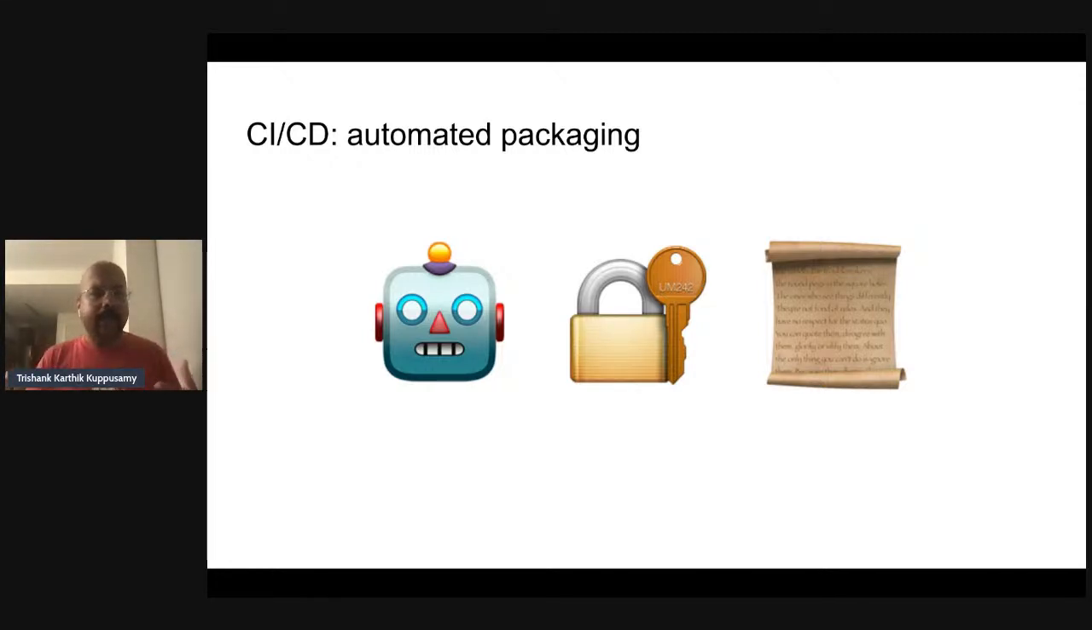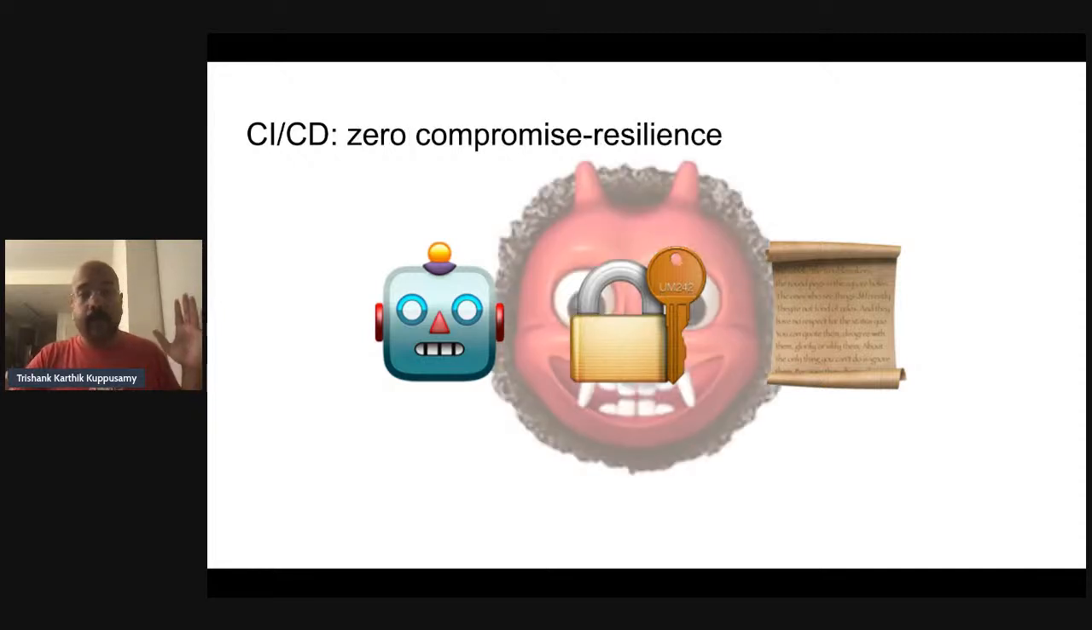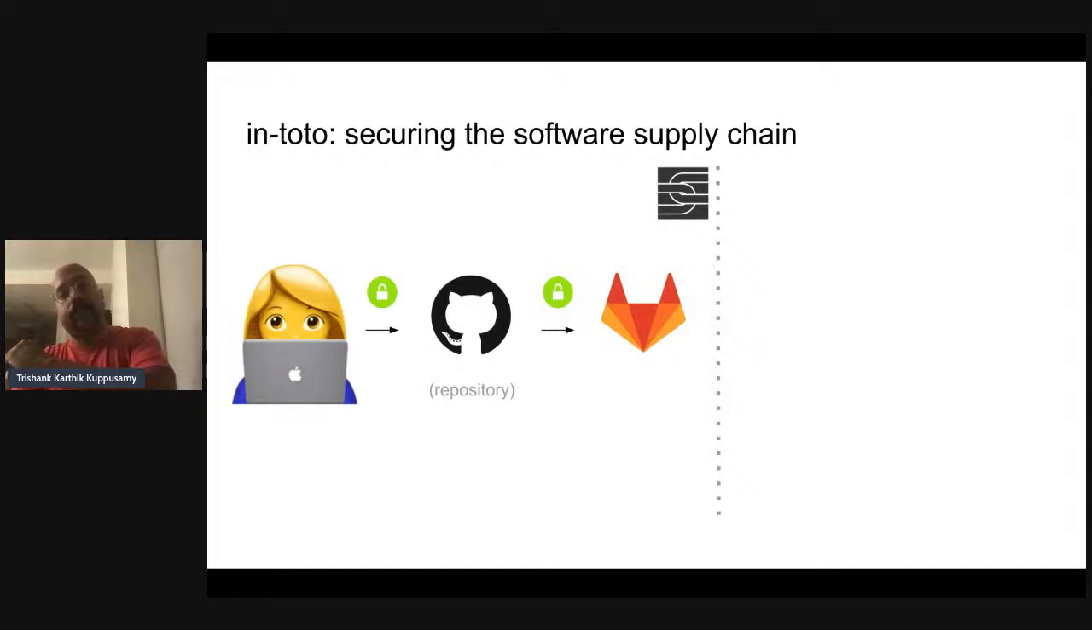You can have these robots immediately pulling in your source code, packaging it, and uploading it to PyPI. Great, fantastic. Many good reasons to do it. Problem is, what happens if someone breaks into your CI/CD? So the problem is now deeper in the software supply chain, you see.